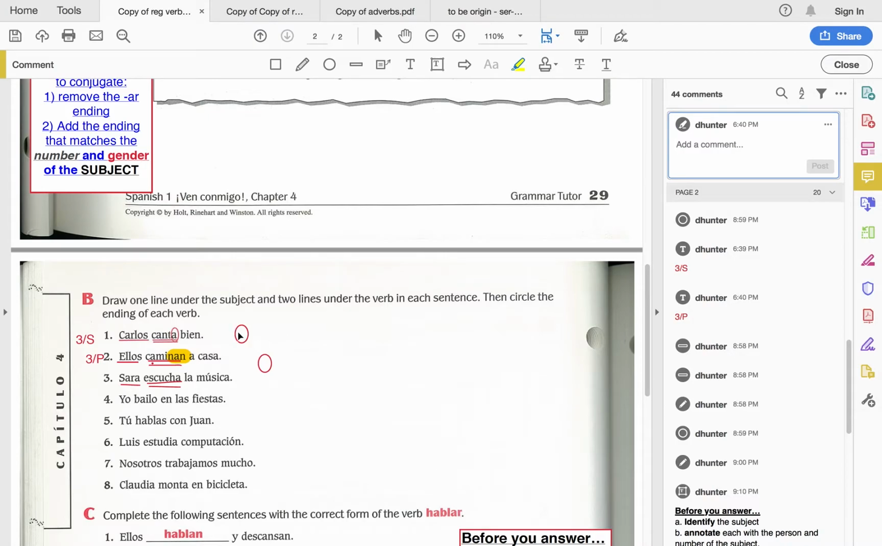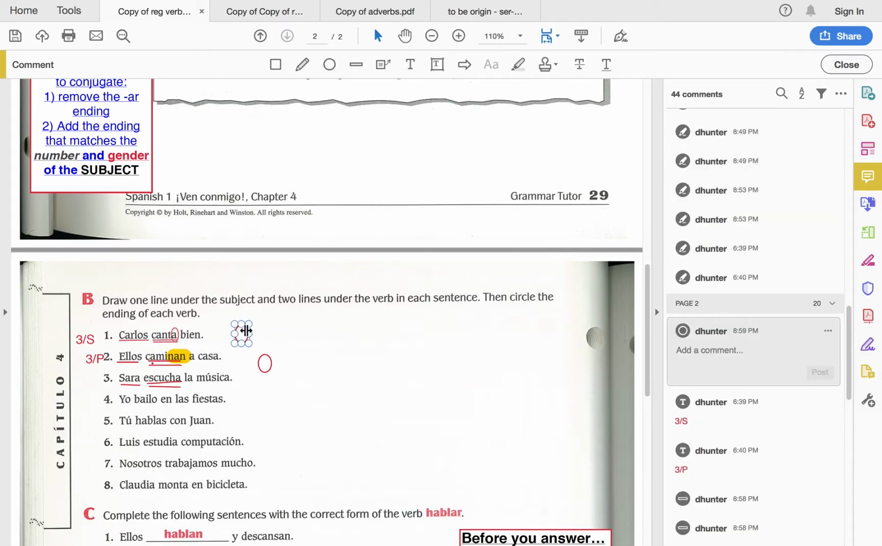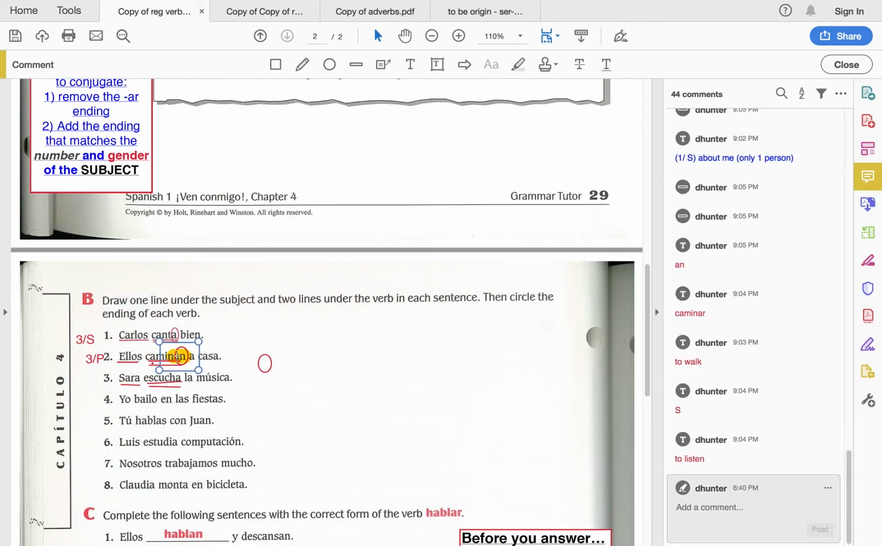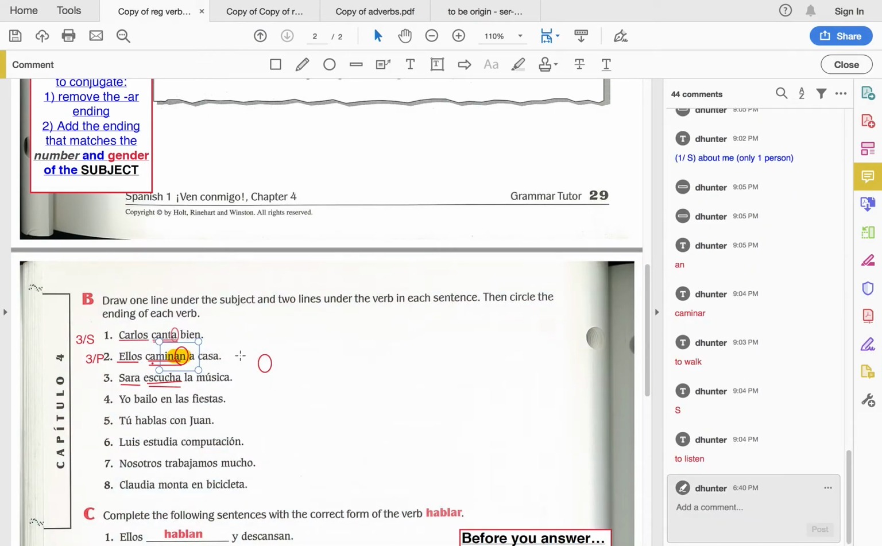So in addition to understanding that, it says here that we would like to circle that ending. I've highlighted already, but again, circling is what it's asking for. So be sure you also follow through on those directions. Okay. The next one has been started for you. Sara escucha la música. Otra vez, Sara escucha la música.